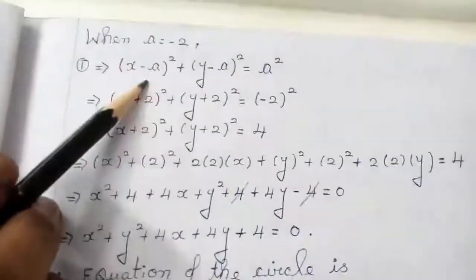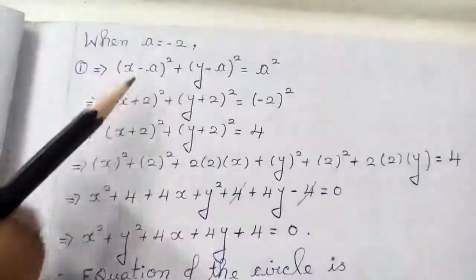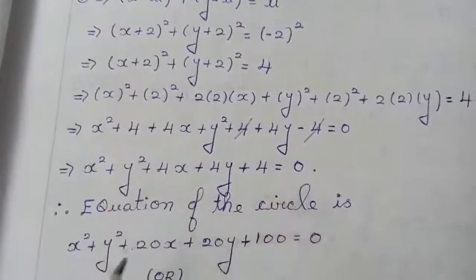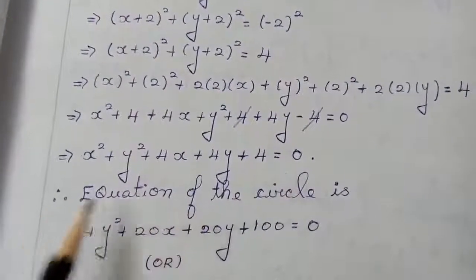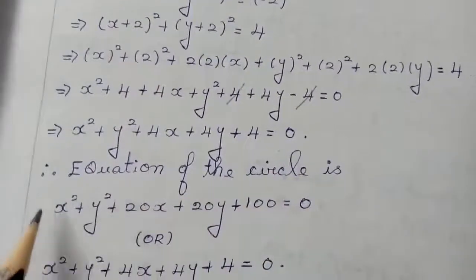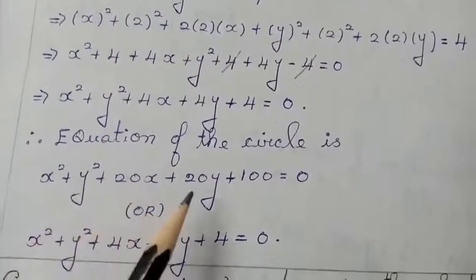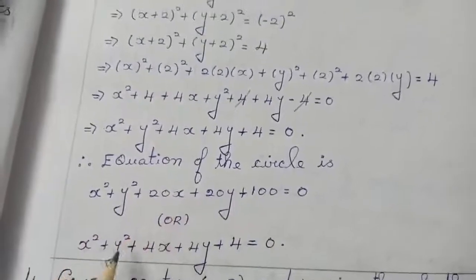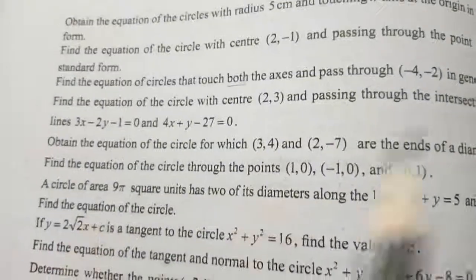When a is equal to -2, you are going to replace the value in equation 1, students. I have written here, replace the value, you simplify, you will get an equation like this. So you are going to get two equations here. Therefore, the equation of the circle is x square plus y square plus 20x plus 20y plus 100 equal to 0, or x square plus y square plus 4x plus.